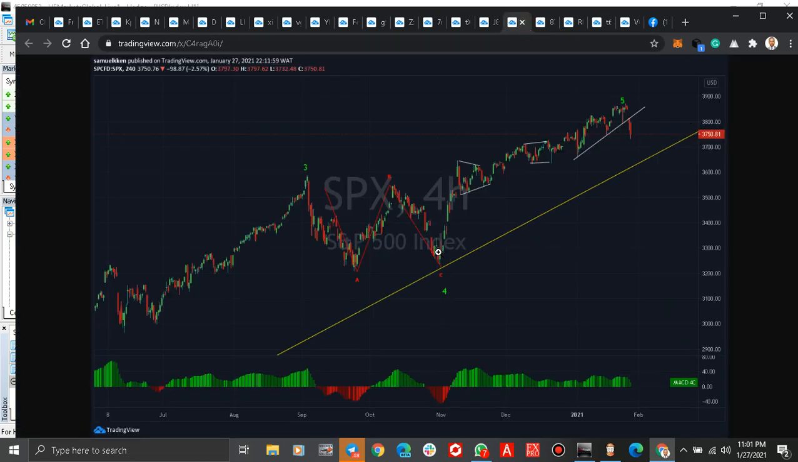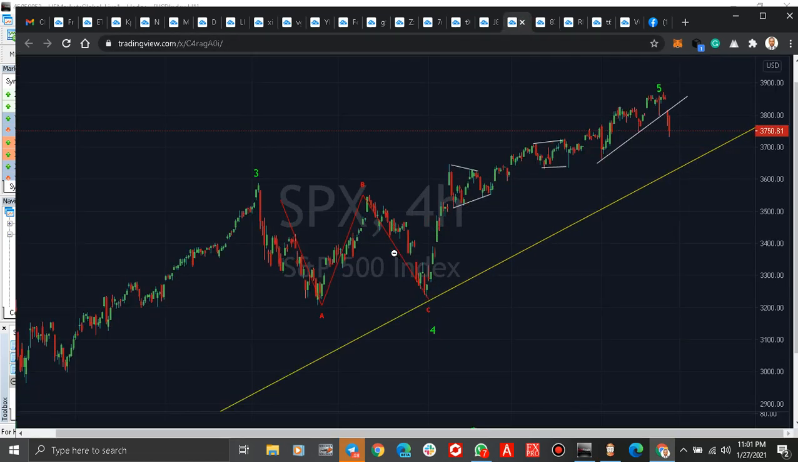You can see 4 hour chart, we have a very meaningful selling. So in my forecast, we're gonna sell to this very line or even break it. Okay.